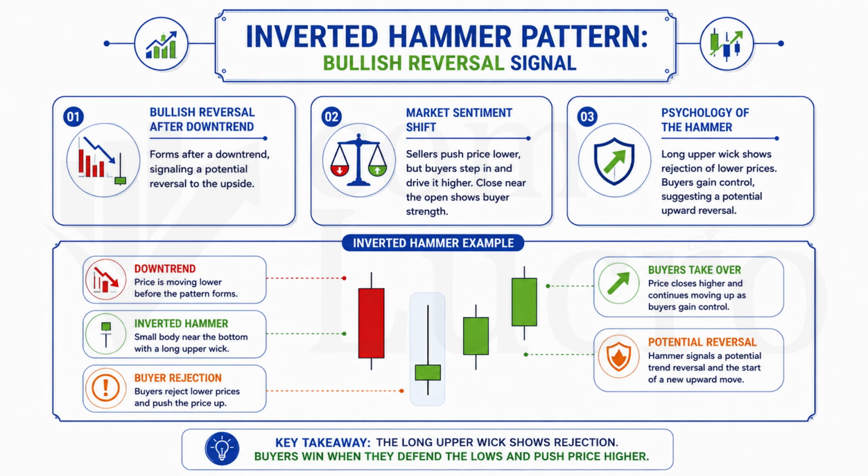However, because the inverted hammer closes near its low, it's a weaker reversal signal than the traditional hammer, and usually needs confirmation: a strong bullish candle on the next session, higher volume, or support at a key level.